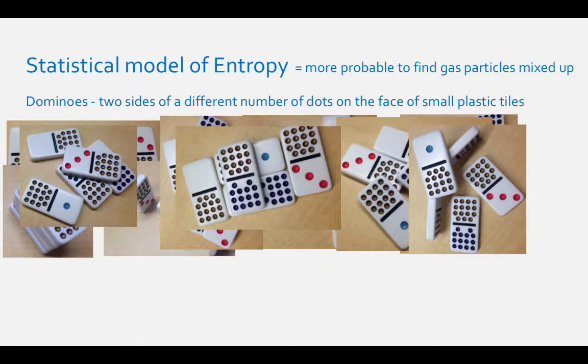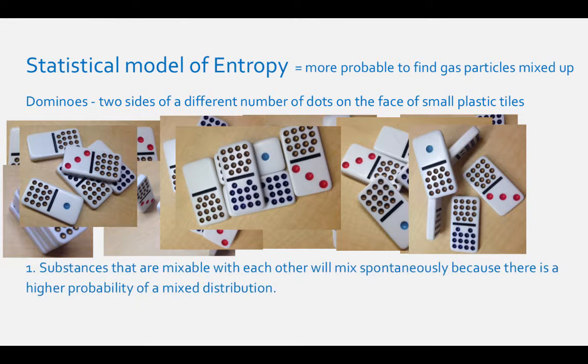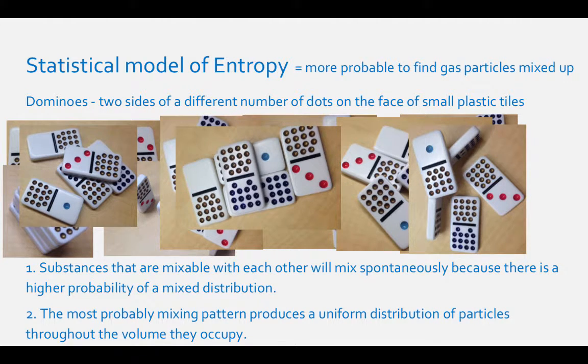Now think about this situation using large numbers of dominoes or gas particles, and we come to the following 2 conclusions. 1. Substances that are mixable with each other will mix spontaneously because there is a higher probability of a mixed distribution. 2. The most probable mixing pattern produces a uniform distribution of particles throughout the volume they occupy.